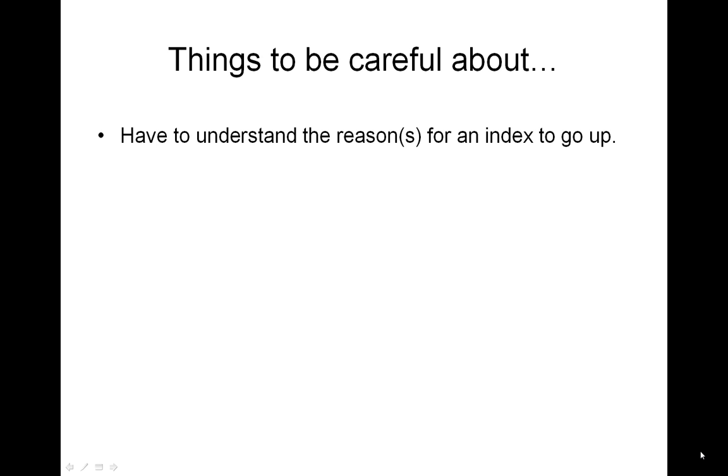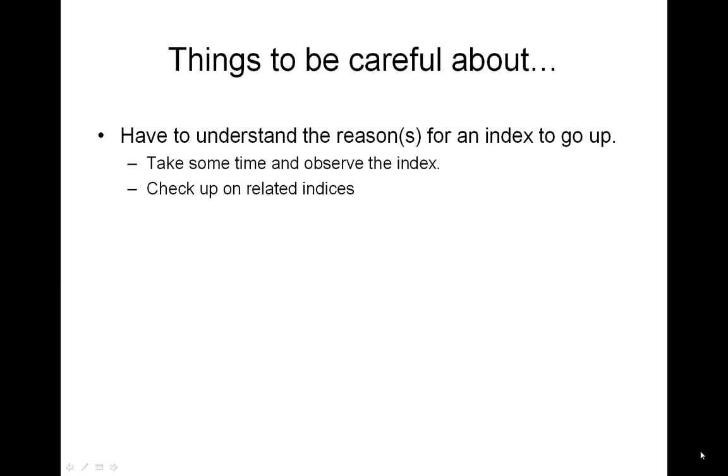We have to understand the reasons for an index to go up. It's important to be sure that if the US dollar to the Japanese yen is actually growing, we know why it is growing. We need to be sure that it must be for one of the reasons we pointed out, like the US dollar is actually growing in value. How do we do that?